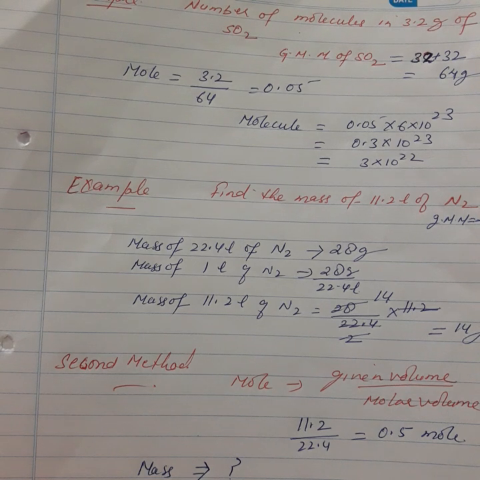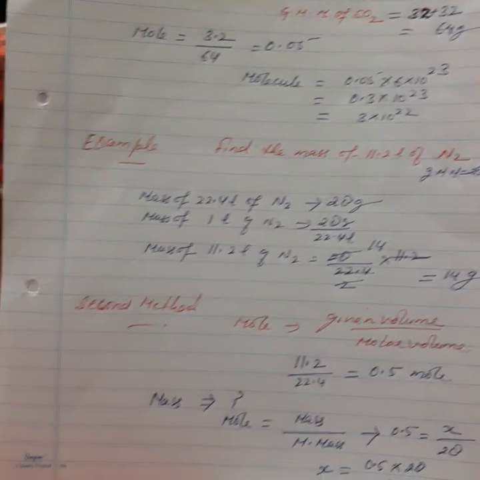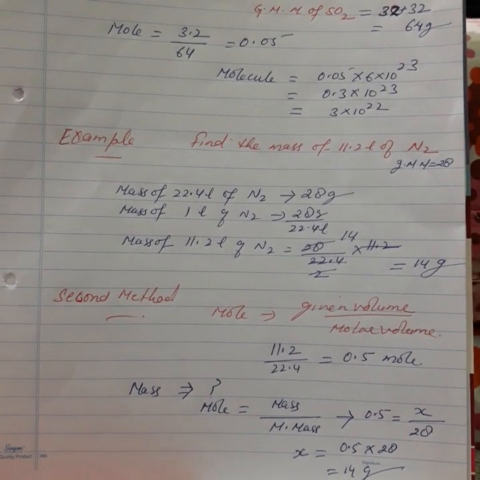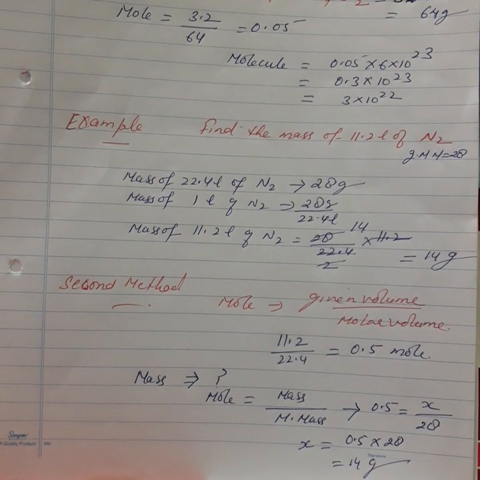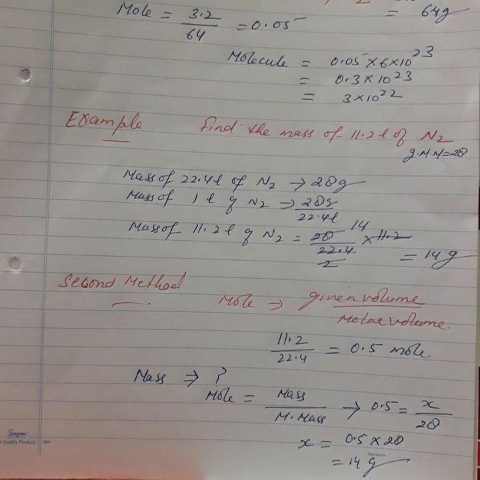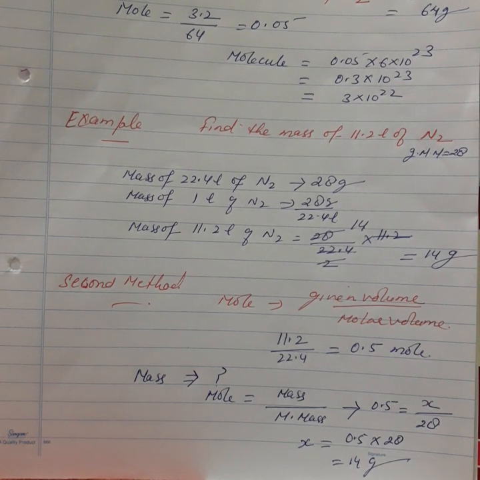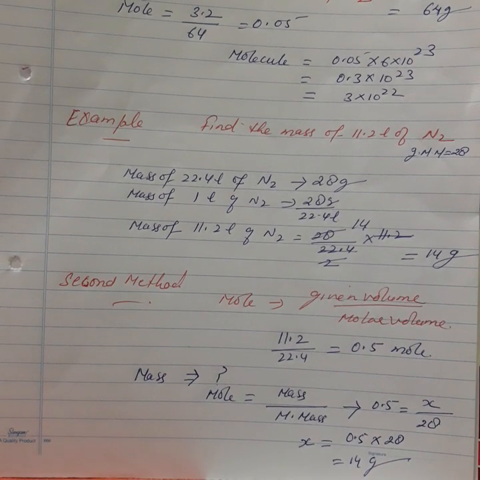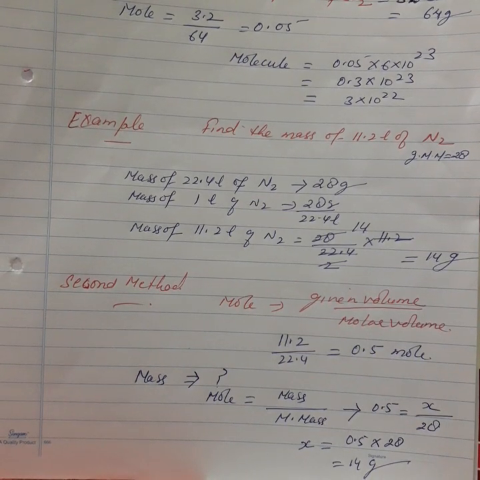But direct method also, if you want to apply that method, I will tell you. So whichever is easy, that you can use. Second method, mole. Mole in terms of volume, how to calculate? Suppose mass is not given, volume is given, then how to calculate mole? Mole is equal to given volume divided by molar volume. So here what volume is given? 11.2. This is the given volume. What is the molar volume of any gas at STP? 22.4 liter. So what mole will we get? 0.5 mole.